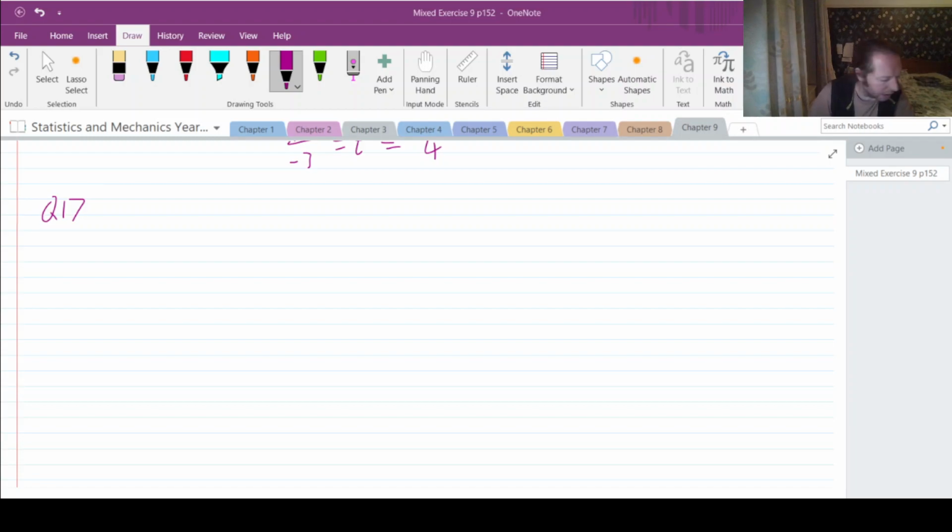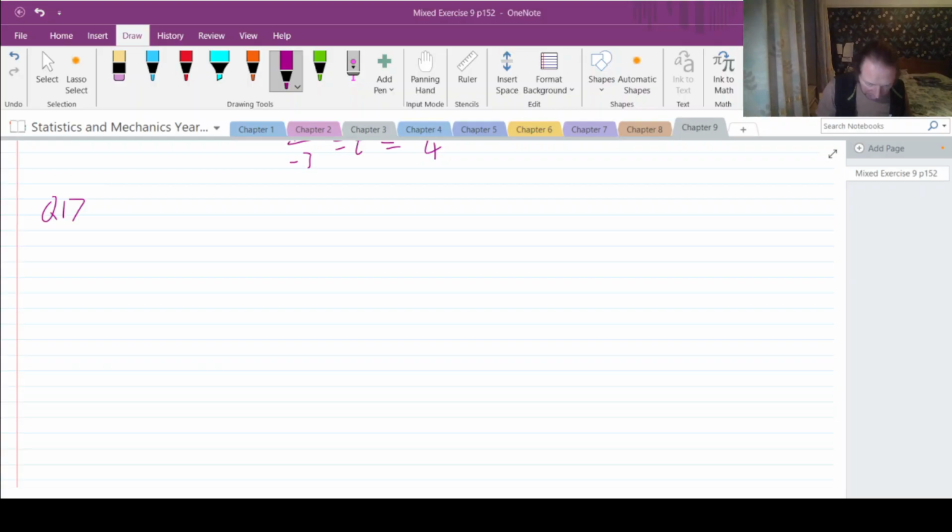Here we are on the second to last question of Stats and Mechanics Year 1, Chapter 9, Question 17. A train starts from rest at station A and accelerates uniformly at 3x meters a second minus 2 until it reaches a velocity of 30 meters a second.